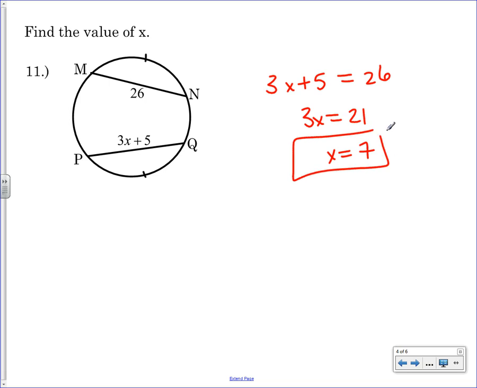Technically you'd have to plug it back in, or you could have just looked at it at the beginning and been like, well, if that's 26, then this is 26. But they asked for x. Did I lose anybody? Okay.